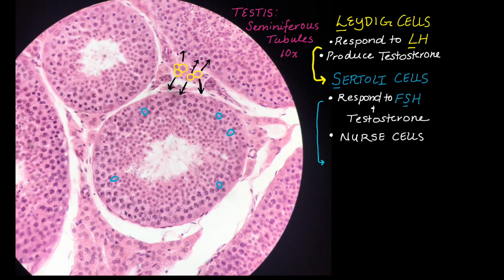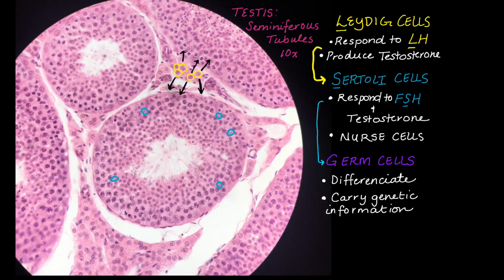So our Sertoli cells act on our germ cells. Germ cells is just another name for gametes. In this case, we're dealing with sperm and their precursors. So our germ cells are the things that are going to differentiate. That means we're going to start with a stem cell, but they are going to divide and become specialized. And really their goal is to carry genetic information. They're passing on the genetic code over generations of individuals.